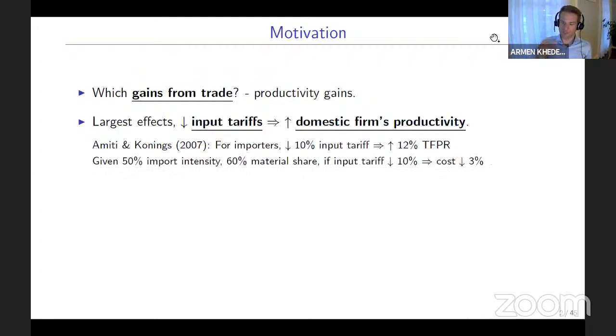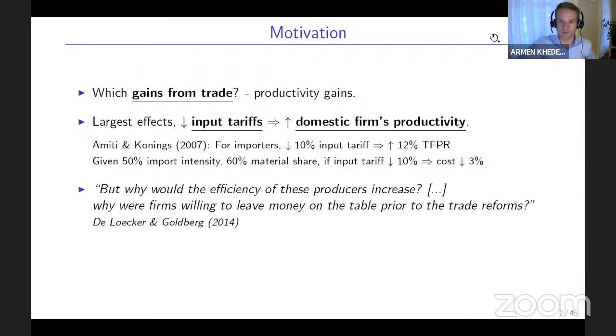Now let's put these numbers into perspective. So consider a firm that imports 50% of their goods, and that these goods make up around 60% of their total expenditures. Then this 10% reduction in tariffs is going to lead to a direct cost reduction of 3%. Now, comparing these two numbers, a 12% increase in efficiency and a 3% reduction in cost, it begs the question, where are these gains coming from?